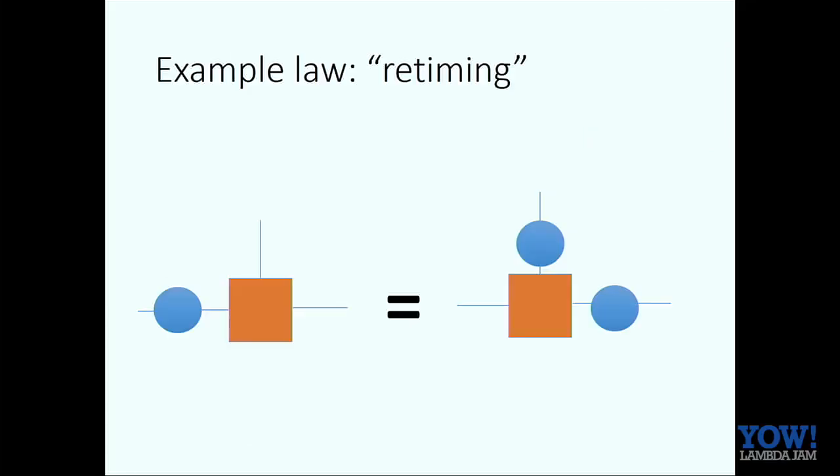Here's an example law. Here's a little orange component. Here it's getting one input from the right and one from above. And as you can see, its output is delayed one clock cycle. But that's going to produce the same behavior if we don't delay the output, but delay the two inputs instead. Right, so this law is called retiming. I think it's clear that these two circuits will behave equivalently.